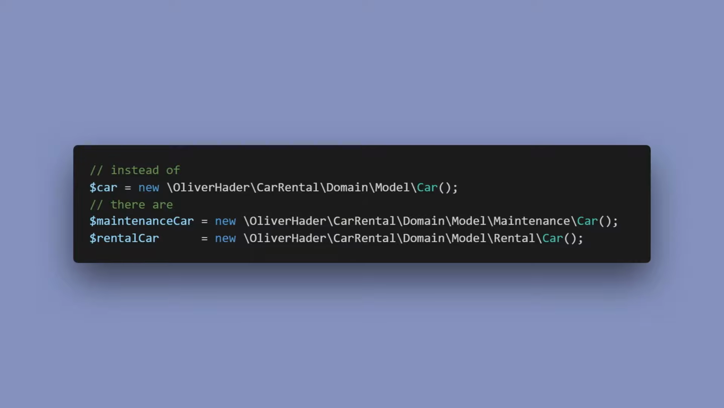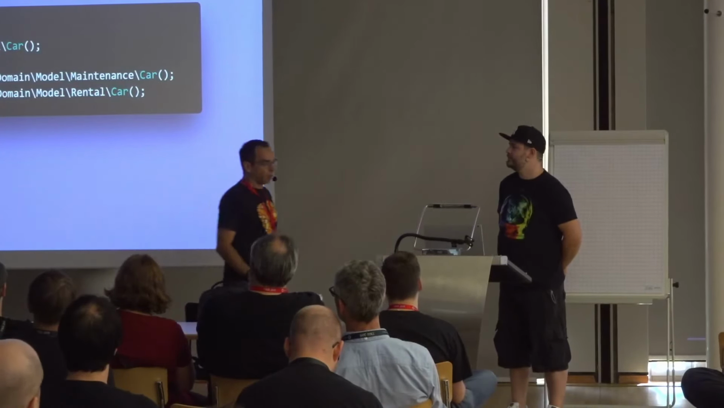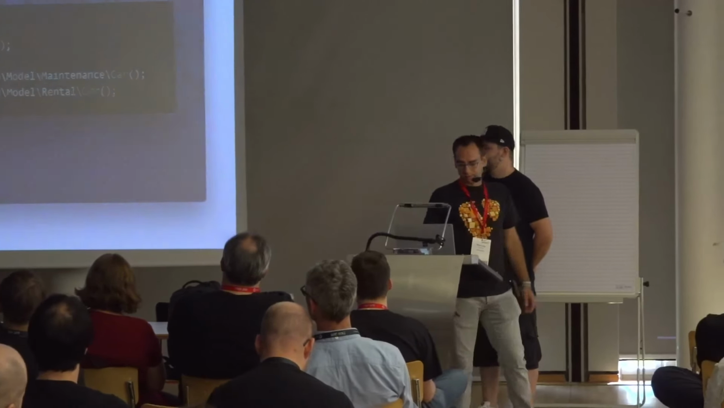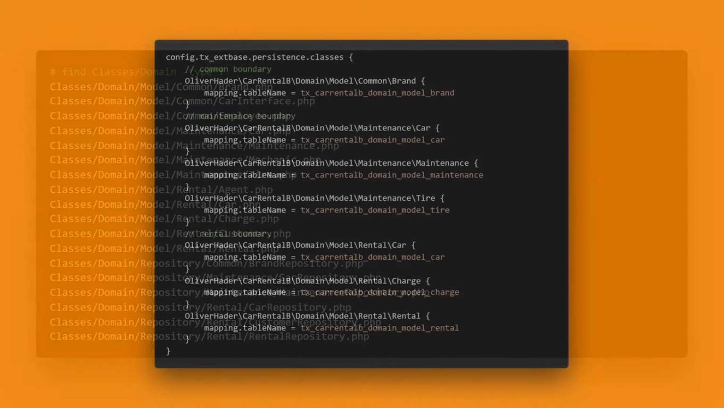So it's here, and then we have another maintenance section, and of course, we also have a rental section. So we have to adjust the repository part as well, and the configuration for that. Yes, so it looks like that.